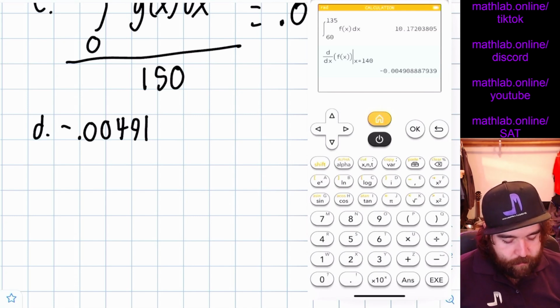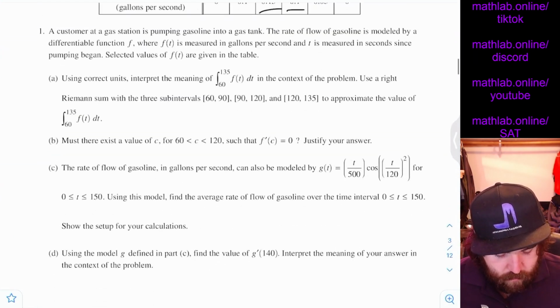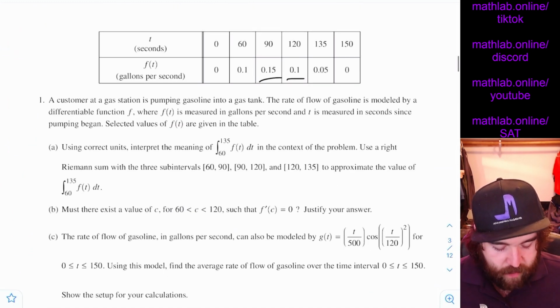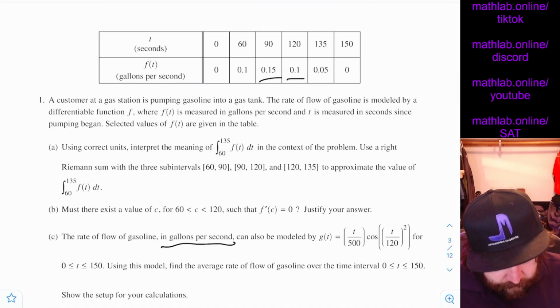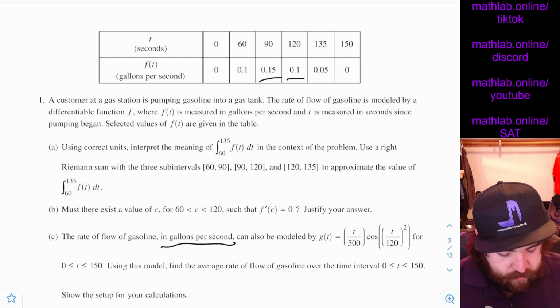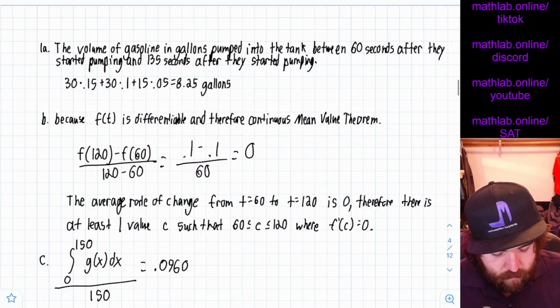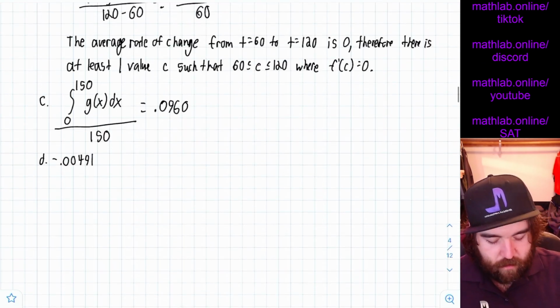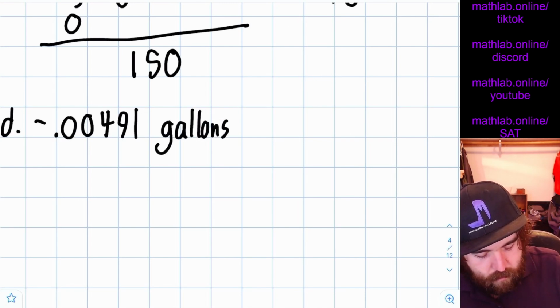So that's in like a per second type of thing, right? Because F, or also G, is in gallons per second. So when we take the derivative of that, we get the acceleration. So it's going to be in gallons per second squared. Per second. I'm going to write per second squared.